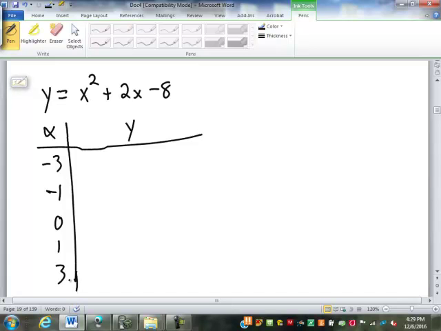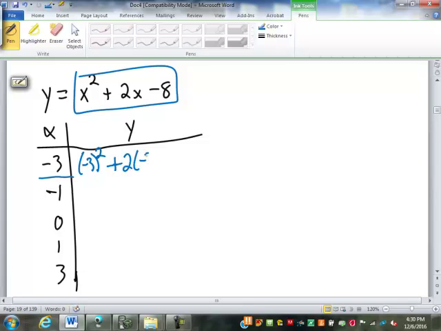I'm going to have you guys in your notes figure out what y has to be. I'll do the first one with you. So you're going to put the negative 3 in for x in the expression here. So x squared becomes negative 3 squared. Remember, when you put that in your calculator, you do have to use the parentheses, or it doesn't square it, right? Plus 2 times negative 3 minus 8.